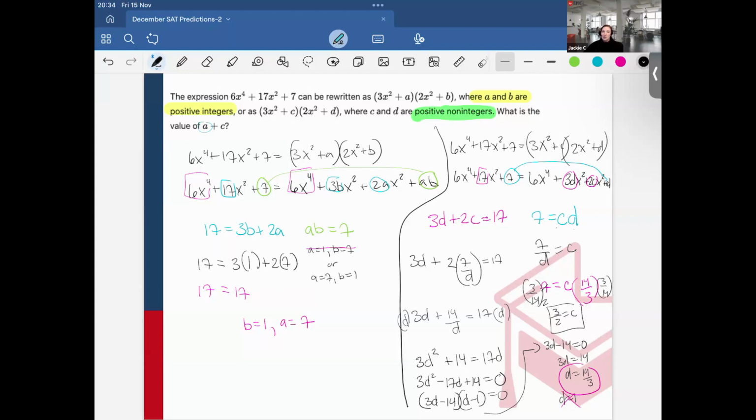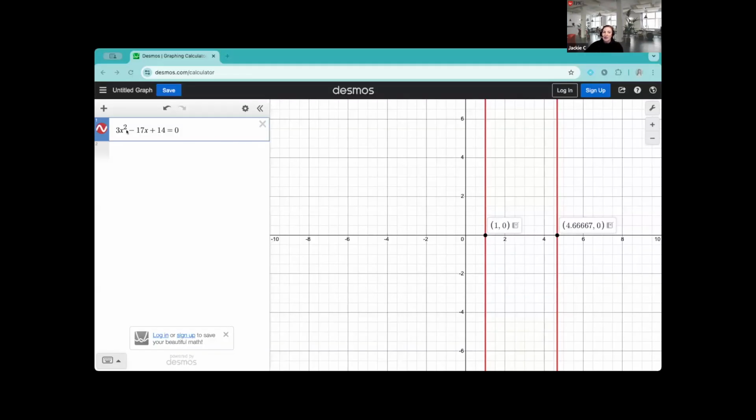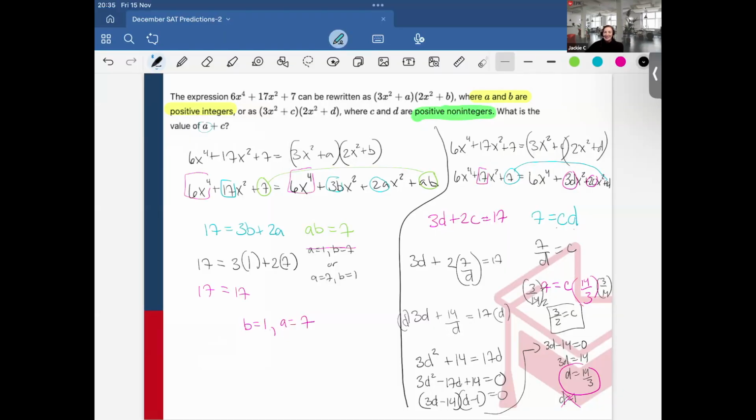And also, just to show in case you didn't get how I factored it so quickly, I could go through a whole process of factoring, but an alternative way would be to whip out your Desmos calculator. I just put x instead of the d, and then I can see where the x-intercepts are. There's one at (1, 0), which was exactly what I solved for, d minus 1. And then this 4.66667, that's 14 thirds. So just a quicker way to do it.